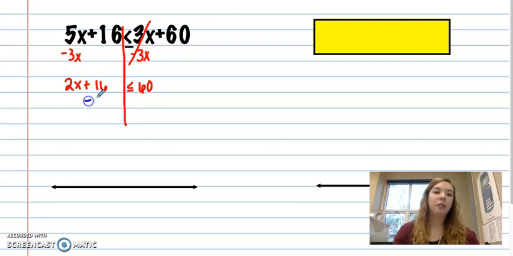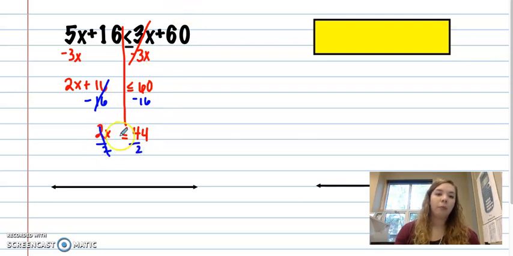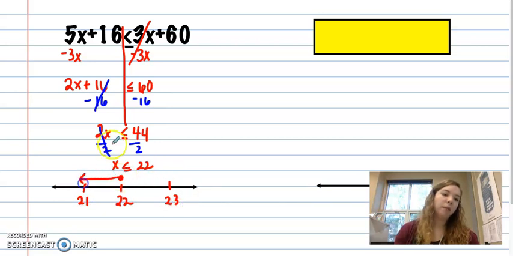So next I'm going to subtract 16 from both sides, which is 2x is less than or equal to 44. And then we'll divide by 2. X is less than or equal to 22. So filled in circle, pointing left.